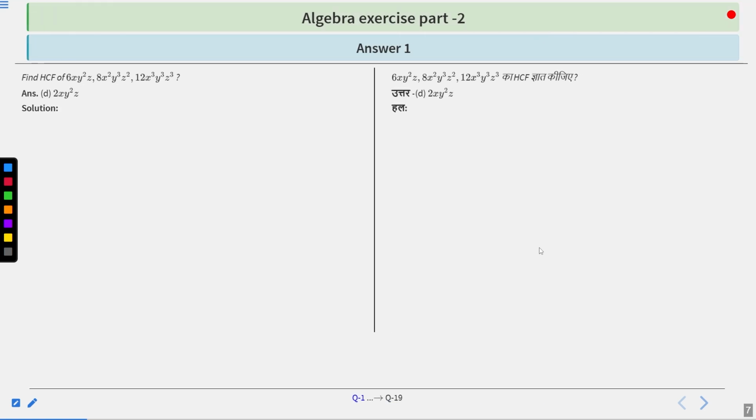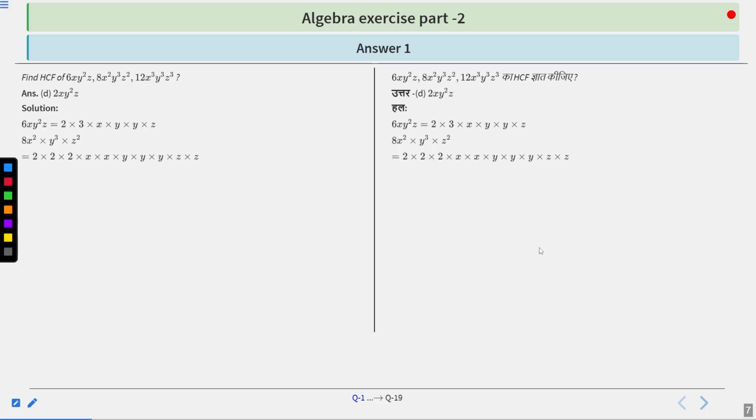Now, 6xy square z can be written as 2 into 3 into x into y into z. 8x square y cube z square can be written as 2 into 2 into 2 into x into x into y into y into y into z into z. And 12x cube y cube z cube can be written as 2 into 2 into 3 into x into x into x into y into y into y into z into z into z.